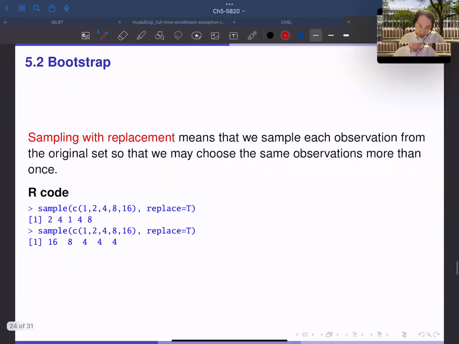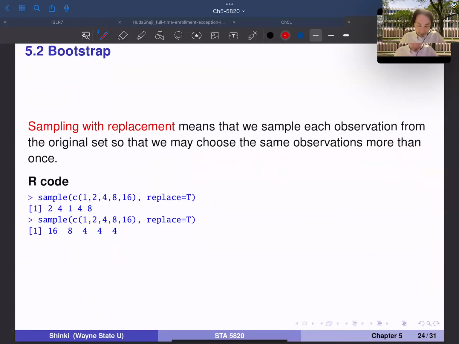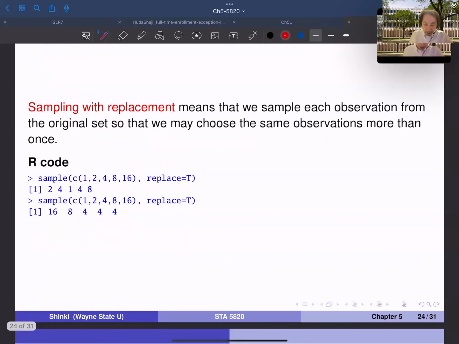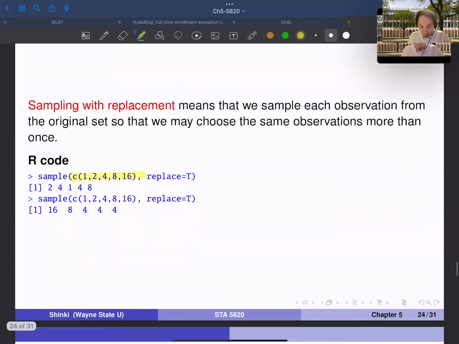Yeah, so I think it's good to have some examples, because the abstract argument isn't really the best way to explain it. So sampling with replacement is here. The original sample is 1, 2, 4, 8, 16. If we sample with replacement, we can use the sample function with the replacement option. It may be 2, 4, 1, 4, 8. So we pick 5 observations, but with replacement. So 4 appears twice, but 16 does not appear.